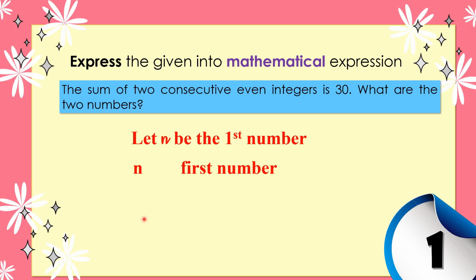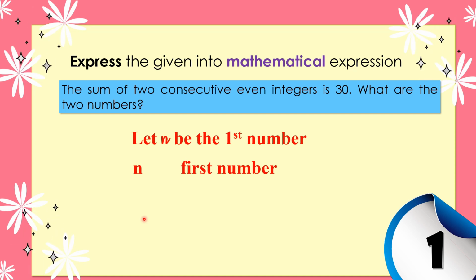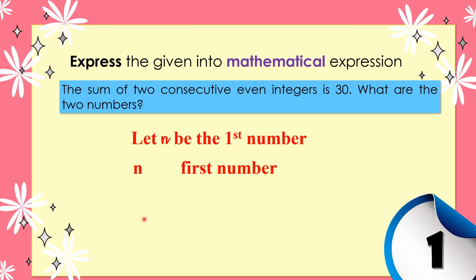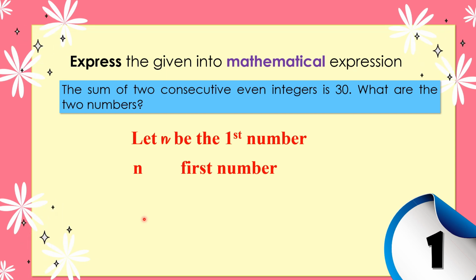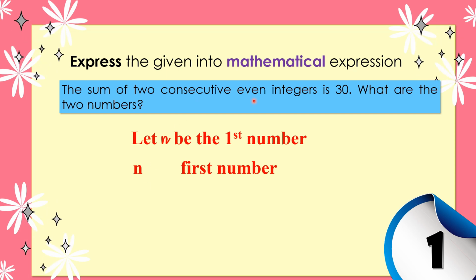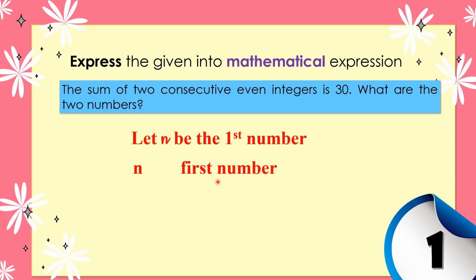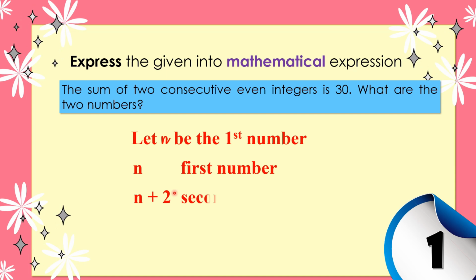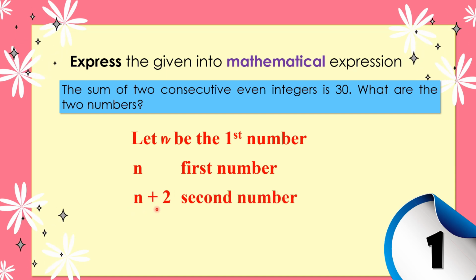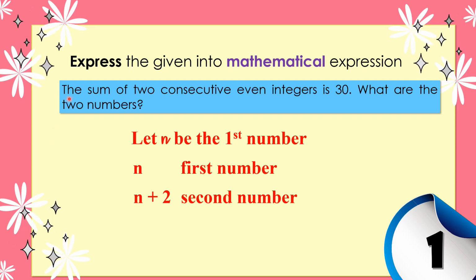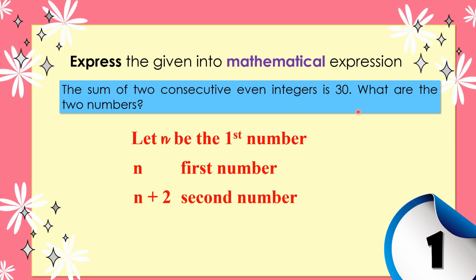Pag nag-add tayo ng 1, hindi pwede. Bakit? Kasi yung even number, nag-plus ka ng 1, ano yung magiging result? Magiging odd number. So, anong i-add mo para makuha mo yung consecutive even integer after the first number? 2. Tama. So, i-represent natin yung second number as n plus 2. Eh, sabi ng problem, the sum of two consecutive even integers is 30. What are the two numbers?